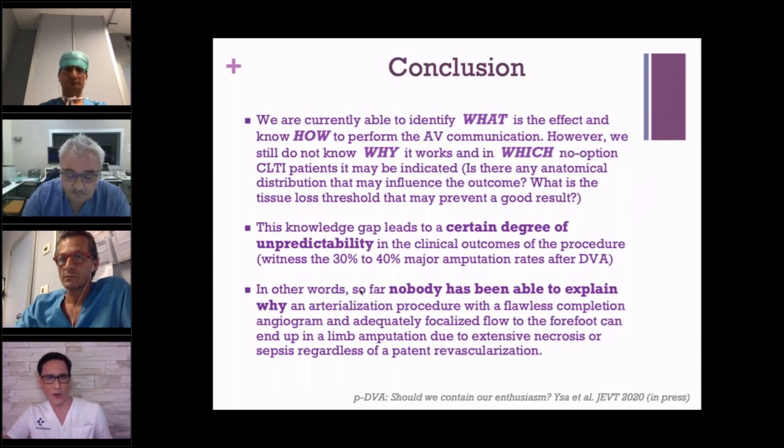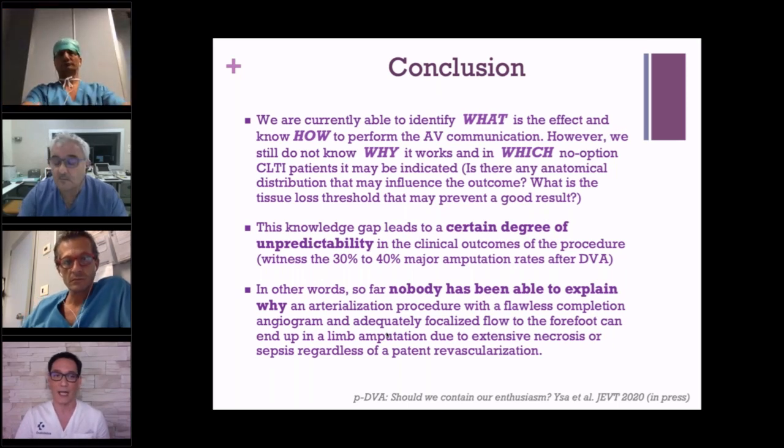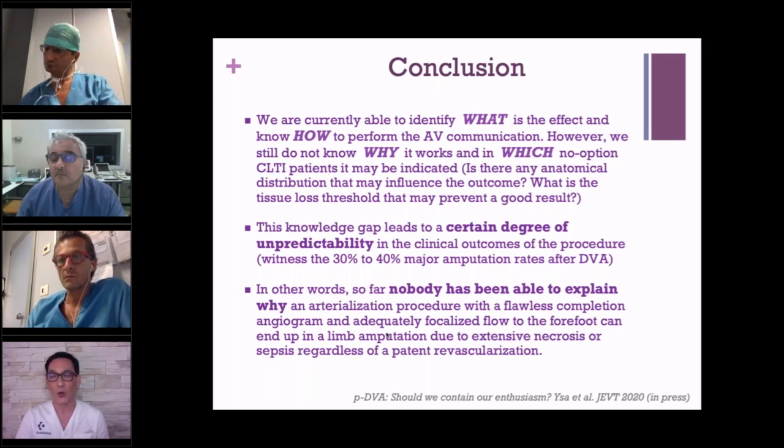So in conclusion, we are currently able to know what the effect of a DVA is and how to perform the AV, and most of the procedures have more than 90% success rate, but we still don't know why it works and in which sort of patients, these no-option patients, this procedure will be indicated. If there's any anatomical distribution that may influence the outcome, or is there any sort of tissue loss threshold that may prevent a good result.